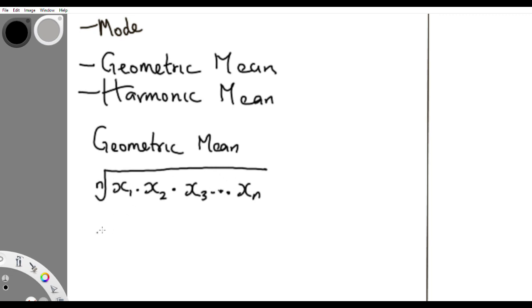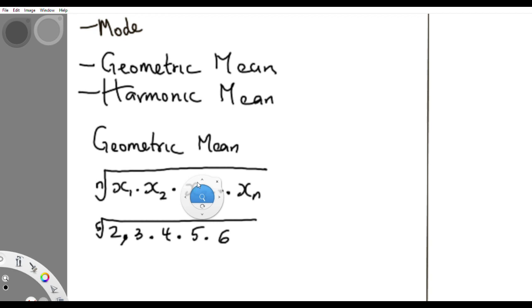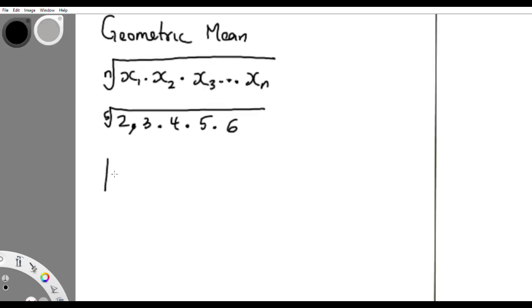So let's take for example, you have 2 times 3 times 4 times 5 times 6, that is 1, 2, 3, 4, 5. So 5 of them, it will be the fifth root of whatsoever you have here, and that gives you the answer. It's straightforward. And going to the harmonic mean.